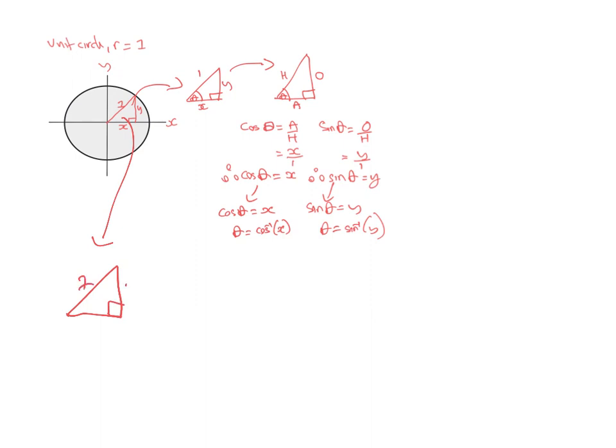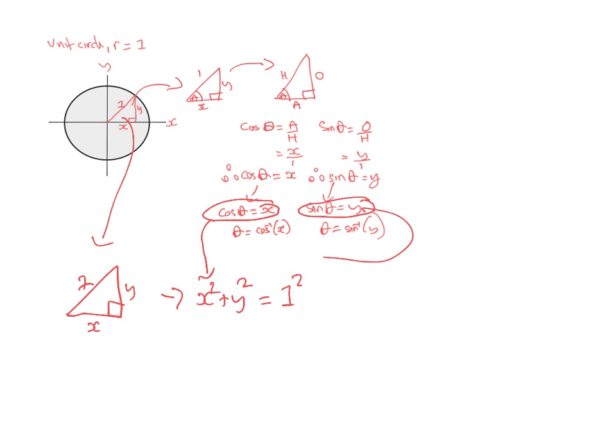So take our triangle out. We've got 1, y, and x. Now we know through Pythagoras that we can say x squared plus y squared equals 1 squared. But if you look above, where we've messed around with the trigonometric functions, we've got cos theta equals x. So we could substitute into there. And we have sine theta equals y. So we can substitute into this.